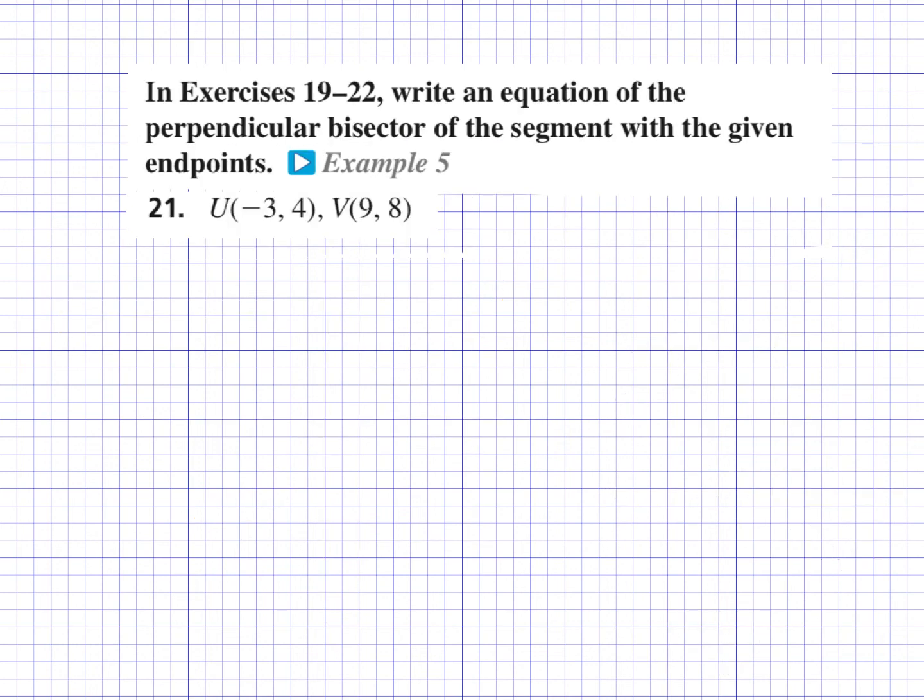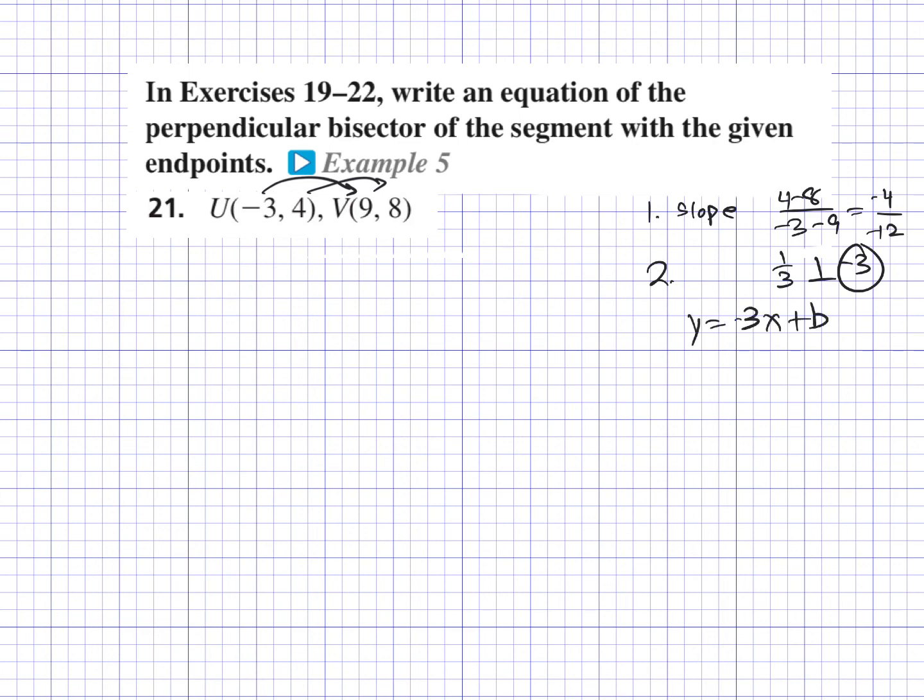Okay, number 21, write an equation of the perpendicular bisector again. Okay, remember, 1, find the slope. Slope of our line, so, is 4 minus 8 over -3 minus 9. So I'm going the same direction each time, and y's are always on top. -4 over -12. That's a positive 1/3. So step 2 is what's the perpendicular? That would be a -3 over 1. So this is our new slope. Y equals -3x plus b.